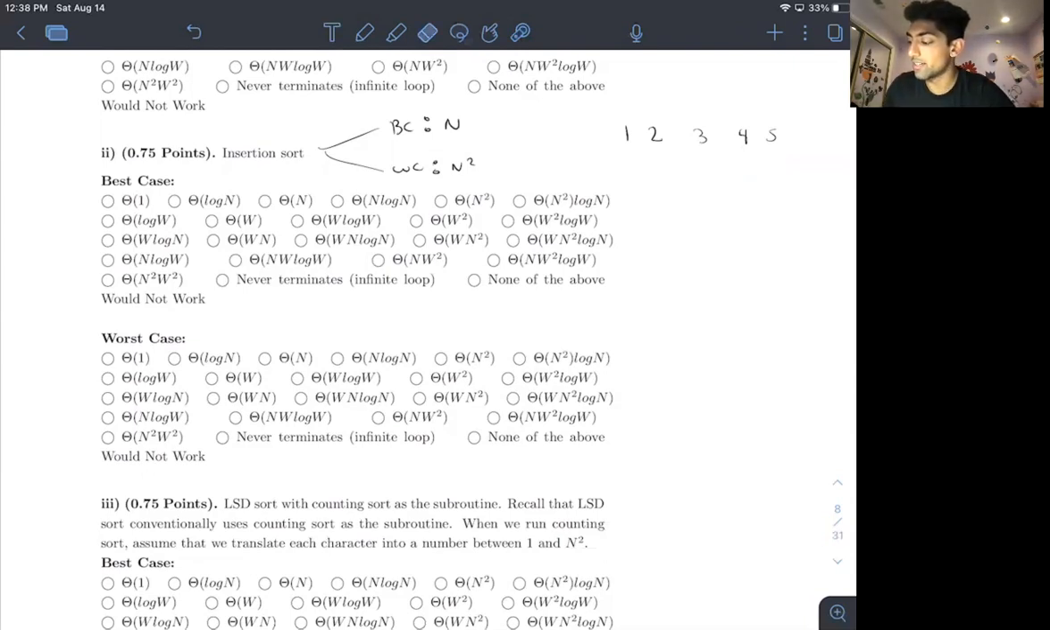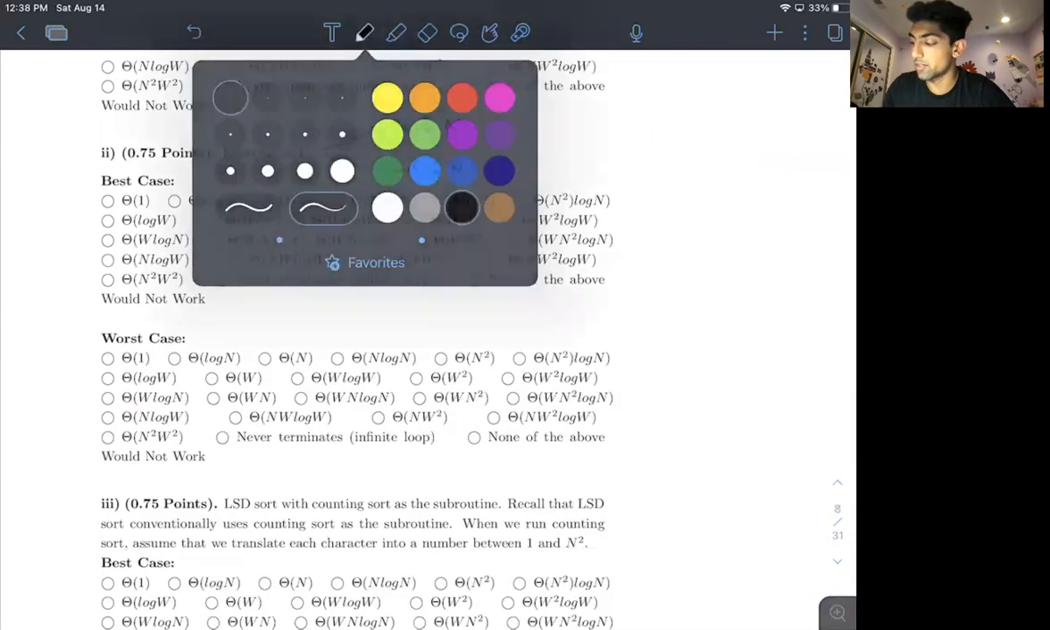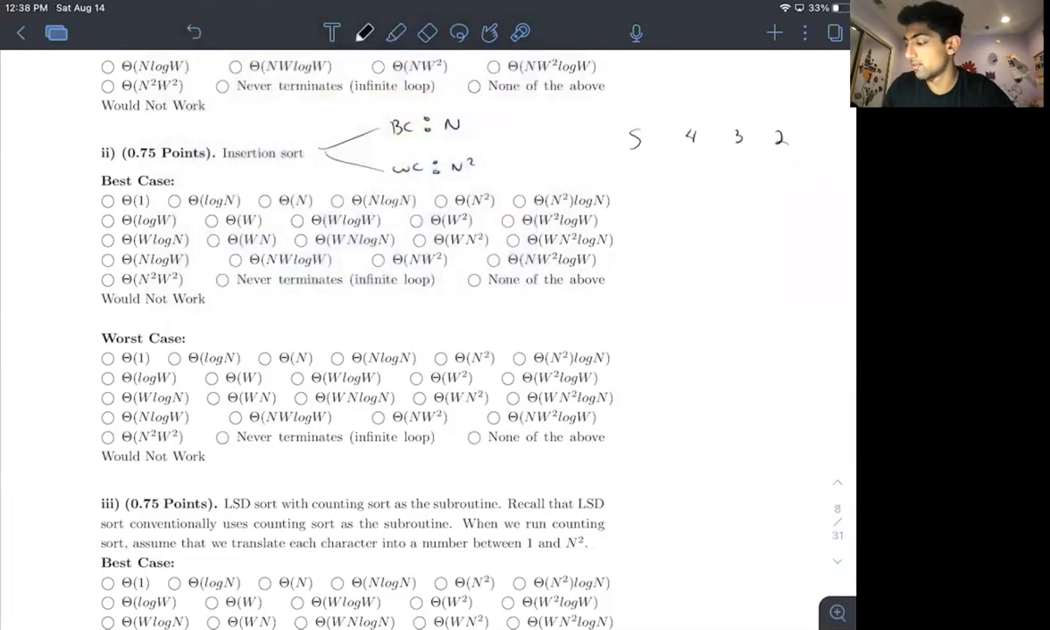In the worst case behavior, it's when the list is sorted in reverse order. And every time that we're at some element, let's say we're at 2, we have to keep comparing it to every element before it, right? So what I'm trying to say is that in terms of comparisons, the best case is n, worst case is n squared.